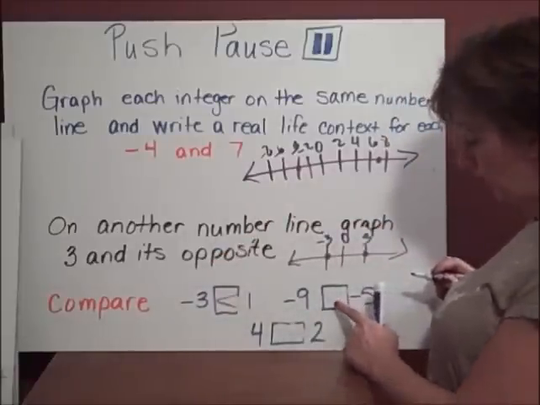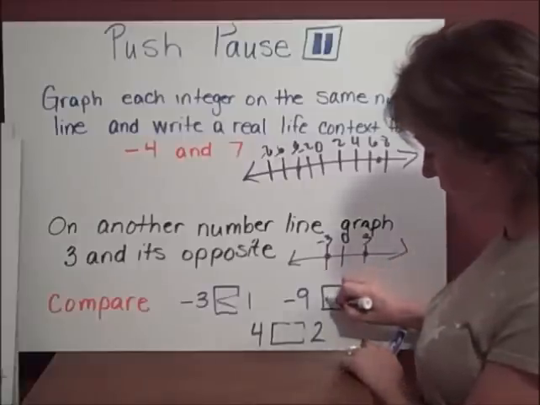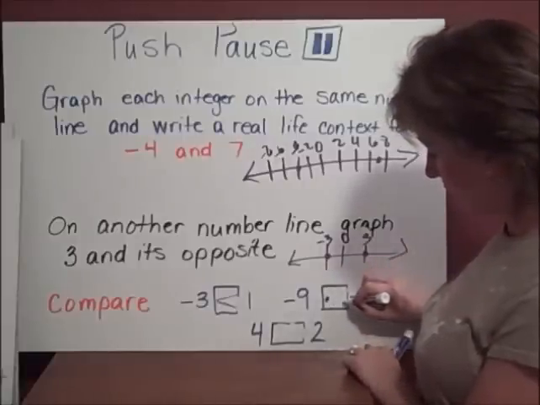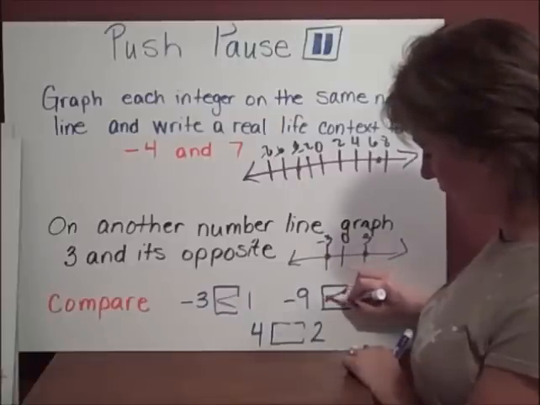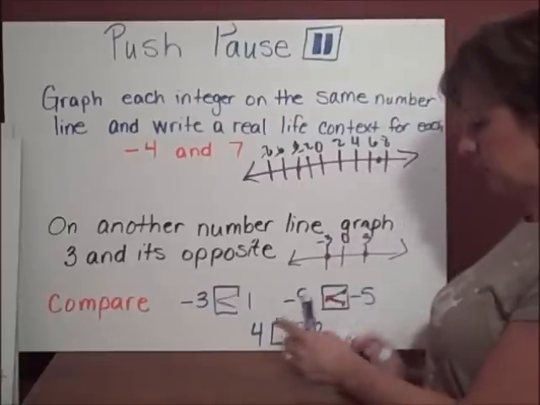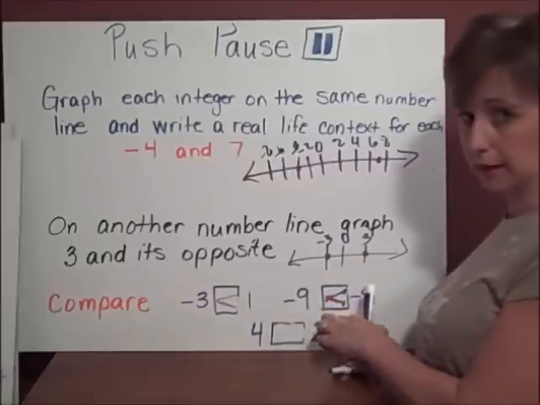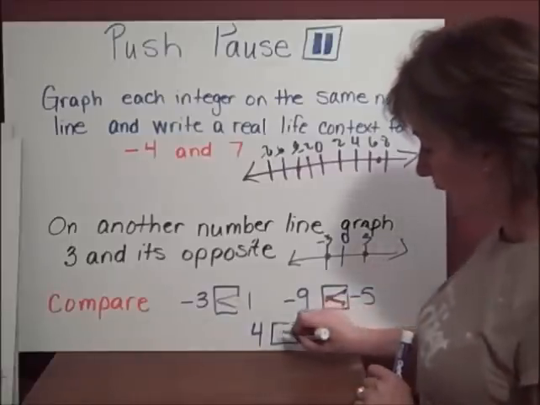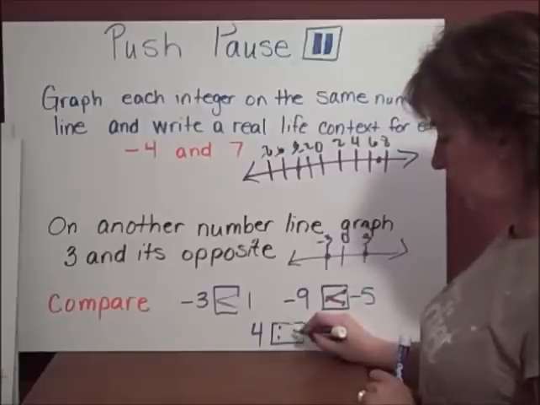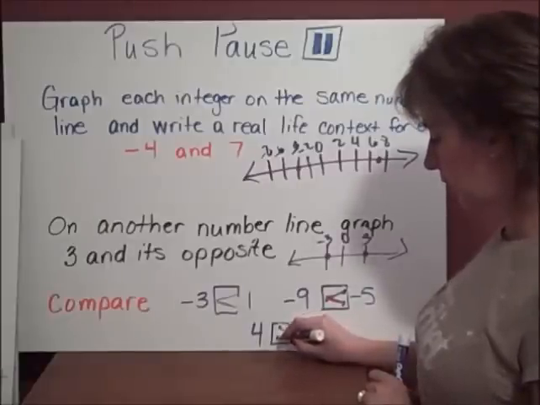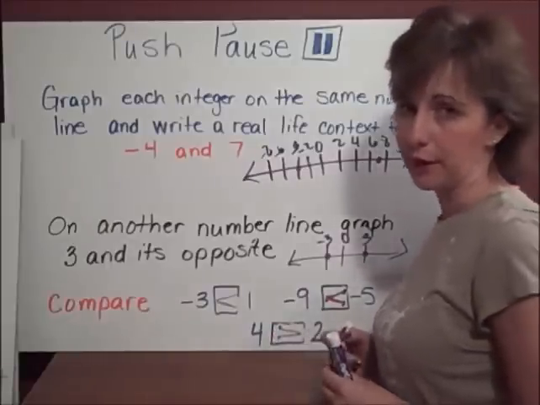-9 is the smallest of these 2 numbers, so it would get 1 dot, and -5 would get 2 dots because it's larger of the 2, and I would connect the dots. To make the math sentence, -9 is less than -5. 4 is larger than 2. Connecting the dots creates the math sentence, 4 is greater than 2.